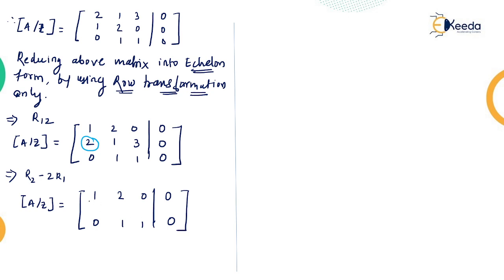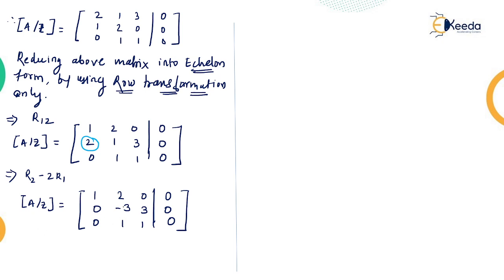Now we have to change R2, that is R2 minus twice R1, meaning 2 minus 2 into 1, that will get 0. Then 1 minus 4, that will get minus 3. The next element is a 3 and the next element is a 0, that is R2 minus R1, by performing this on the augmented matrix in this way.